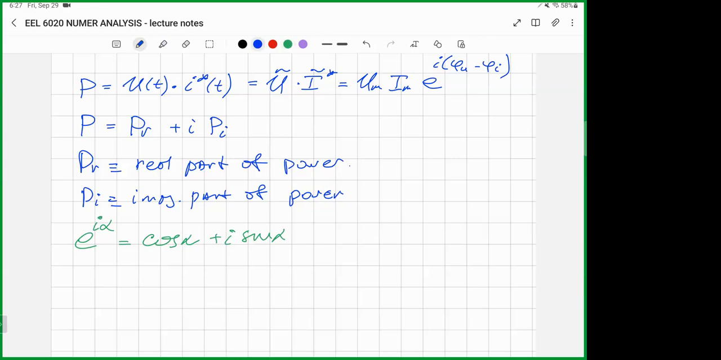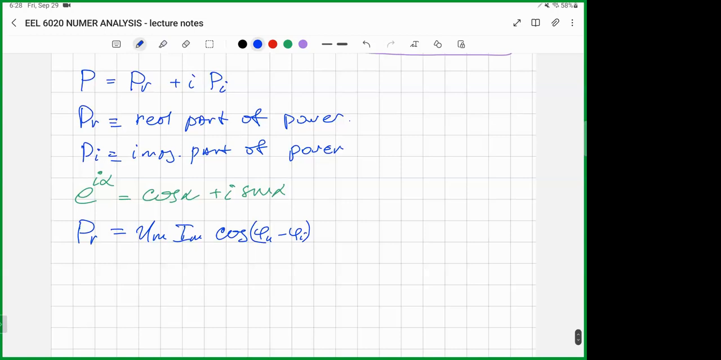Okay, so let us take the real part of the power of this formula here. This amplitude is a real number, right? So what we need to do is just to take the real part of the exponential function. And we come to this formula here, which states that the real part of the power is equal to U amplitude, I amplitude, cosine (phi U minus phi I). Okay. And similarly, the formula for the imaginary part of the power: U m I m sine (phi U minus phi I).